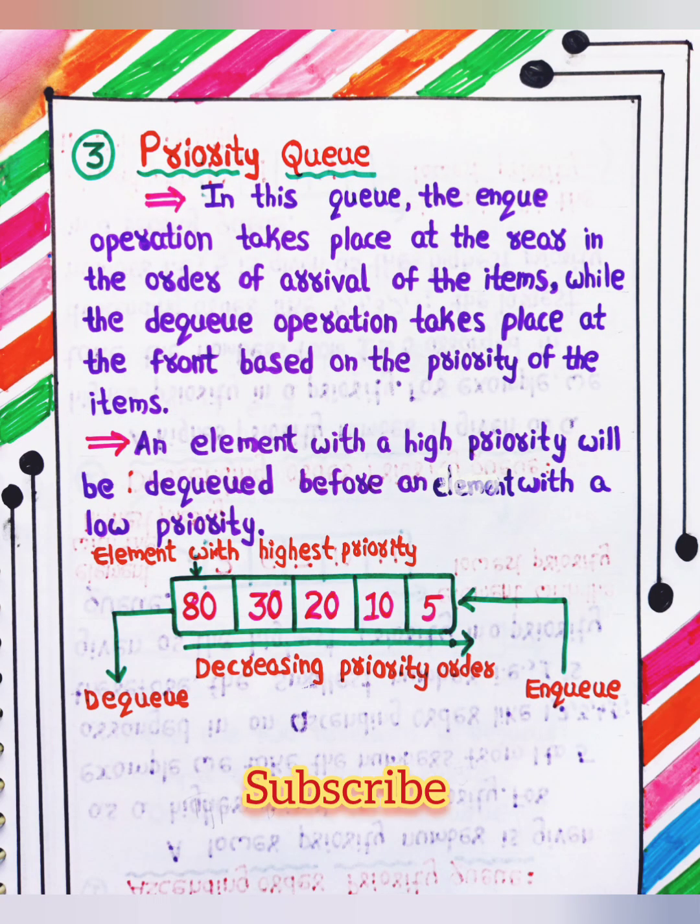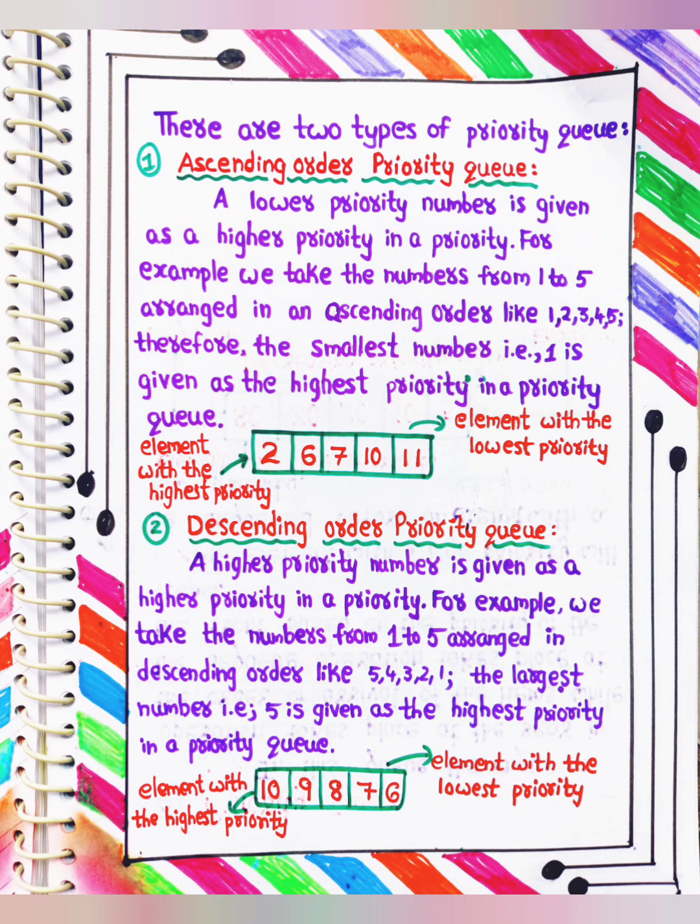Third one, priority queue. In this queue, the NQ operation takes place at the rear in the order of arrival of the items, while the DQ operation takes place at the front based on the priority of the items. An element with the highest priority will be DQ before an element with a low priority. There are 2 types of priority queue.